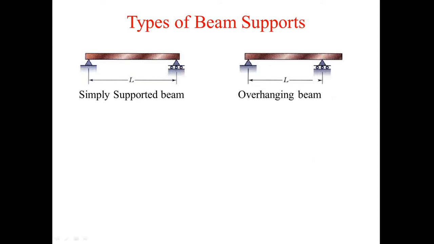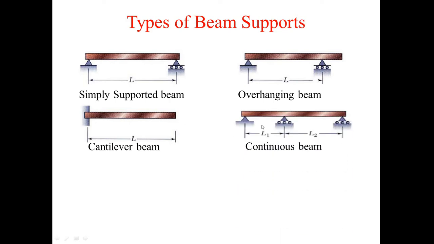Then this one is the overhanging beam. Some part of the length is overhanging. It is a type of simply supported beam, but some portion is overhanging. Again, the same thing, hinge support and roller support. The next one is the cantilever beam, where one end is fixed over here and the other end is free. Then there is the continuous beam, where the beam is supported with more than two supports.